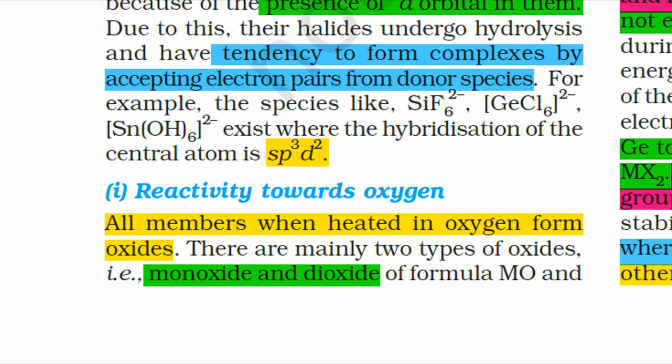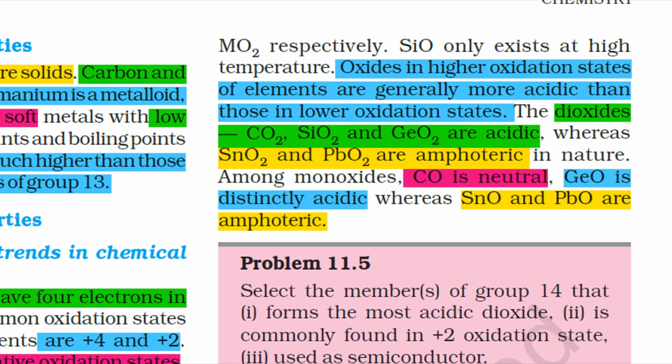All members when heated in oxygen form oxides, and there are two types of oxides, that is monoxide and dioxide, that is MO and MO2 respectively. And SiO, that means silicon monoxide, exists only at high temperature. Next, oxides in higher oxidation states of elements are generally more acidic than those in lower oxidation states. If you take the example of silicon dioxide, SiO2, and silicon monoxide, SiO, SiO2 is more acidic because it is in +4 oxidation state, and silicon monoxide is less acidic because it is in +2 oxidation state.